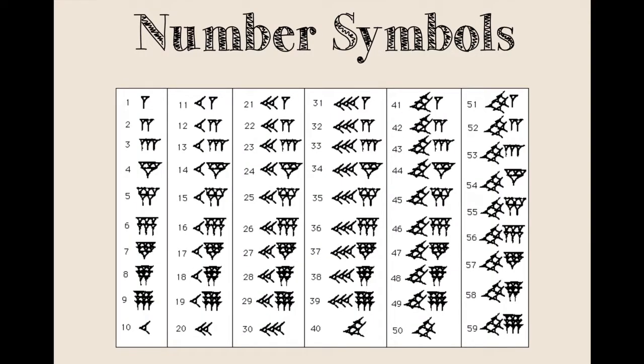Now we will talk about the number symbols in the Babylonian number system. Here is a chart of the numbers from 1 to 59 in Babylonian numbers. First off, Babylonian numbers are written in cuneiform. Cuneiform is pretty much the wedge-shaped characters that were largely used in ancient Mesopotamia.